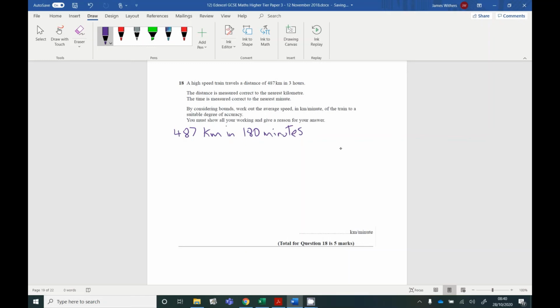So next thing, let's work out the upper bound for speed. Now speed is distance over time. When you're trying to work out the largest speed, when you're dividing, to get the biggest number overall, you want the numerator, the top number, to be as big as possible, so the upper bound for distance, but the denominator to be as small as possible. So just think about it. You're trying to get something as big as possible. You want to be dividing something really big by something really small. So get it that way round.